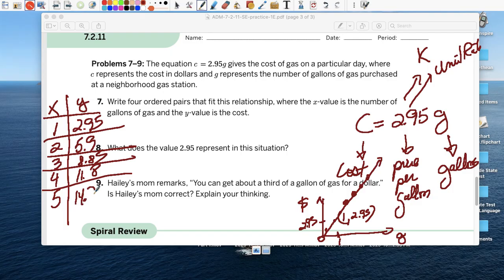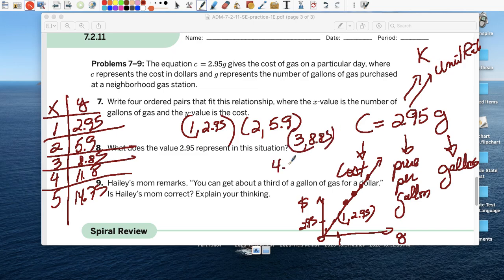So they asked for 4 different pairs. There you go. So you can write 1, 2.95. That's a pair on my line right here. Another one, 2, 5.9. 3, 8.85, and then 4 comes with $11.80. What does 2.95 represent? I already did that in the beginning. It's the price per gallon.